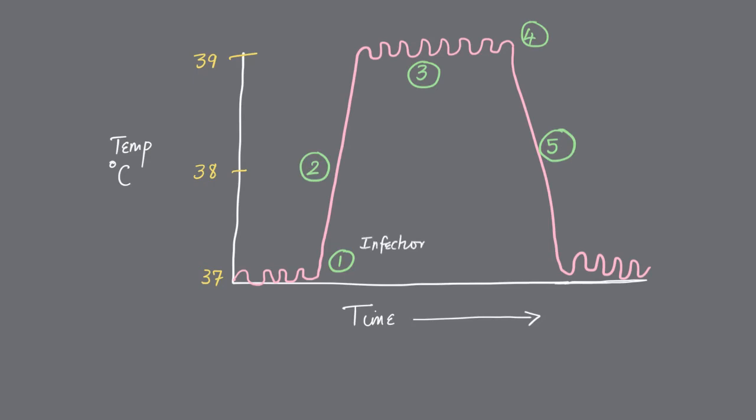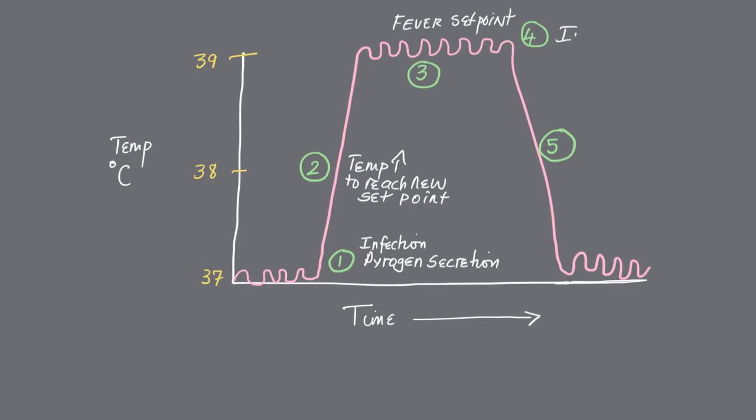Number 1, there is an infection and there is a pyrogen secretion. 2 is the temperature set point going up. So it goes to a new set point. Stage 3 is the fever set point. We have arrived at the fever set point and you're maintaining this set point. 4, the infection has ended and the set point goes back down. Step 5 is the body temperature going back to normal, returning to the original set point.